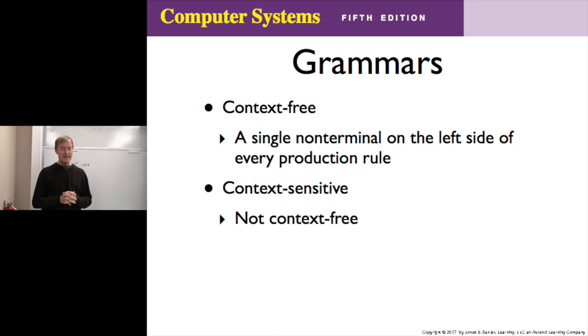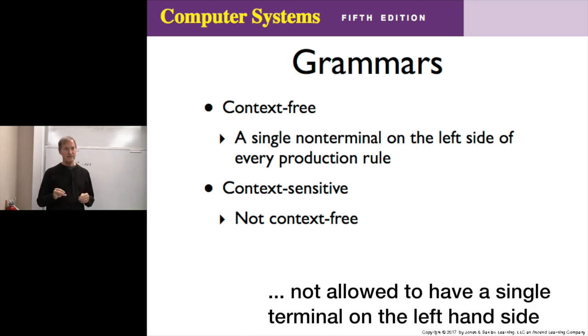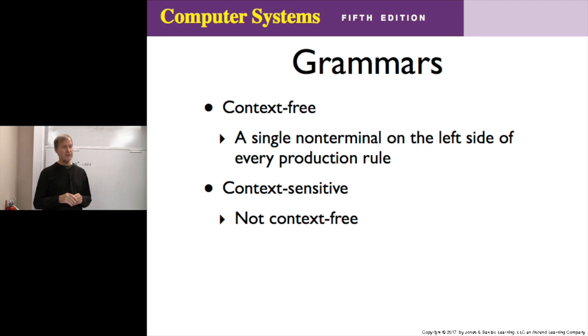Okay, well, context-sensitive is defined to be what? Not context-free. So therefore, there must be at least one production rule that has what? More than one. Not just one non-terminal on the left-hand side. Are you allowed to have a terminal on the left-hand side? No, you're not allowed to have a terminal on the left-hand side. But you can have more than one non-terminal on the left-hand side. All right, so that's the definition of context-sensitive.